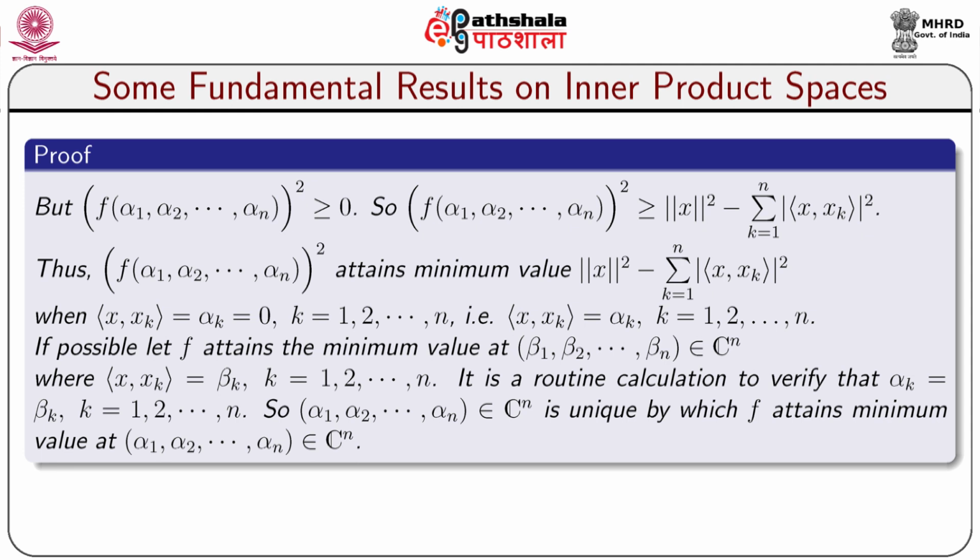If possible, let F attain the minimum value at the tuple (beta 1, beta 2, ..., beta n) belonging to Cn, where inner product of x comma xk is equal to beta k for k equal to 1 up to n. It is a routine calculation to verify that alpha k equals beta k for k equal to 1 up to n. So the n-tuple (alpha 1, alpha 2, ..., alpha n) belonging to Cn is unique, by which F attains the minimum value at (alpha 1, alpha 2, ..., alpha n) belonging to Cn.